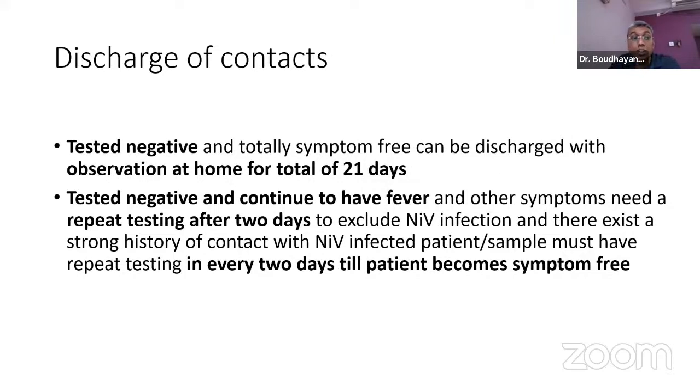So what are the criteria for discharge of the contact? Suppose the patient came with a contact, like the patient touched the bloody fluids, the patient is residing in the same house, or the patient has been admitted in the nearby bed of the Nipah viral infected patient. So if the contact is tested negative, then she should be sent home and asked to isolate themselves for 21 days. Always ask them to keep their phone on so that they can consult telephonically. You all know in COVID days, teleconsultation has become so popular. And if they are tested negative, but the fever is continuing, then you have to repeat the test after 2 days. If the symptoms are persisting, we have to repeat the test every 2 days.